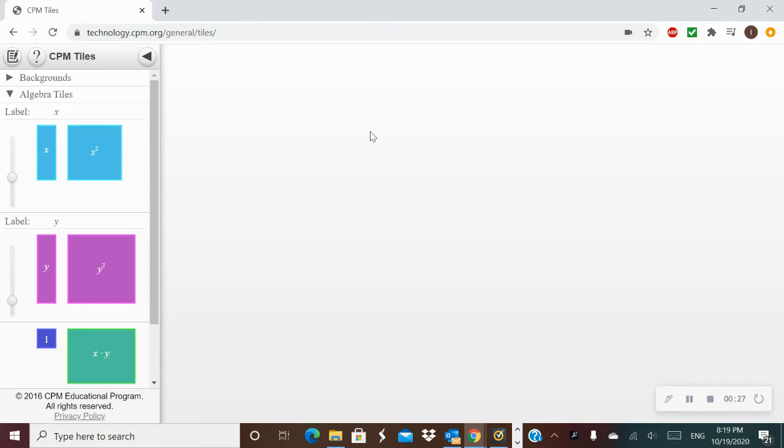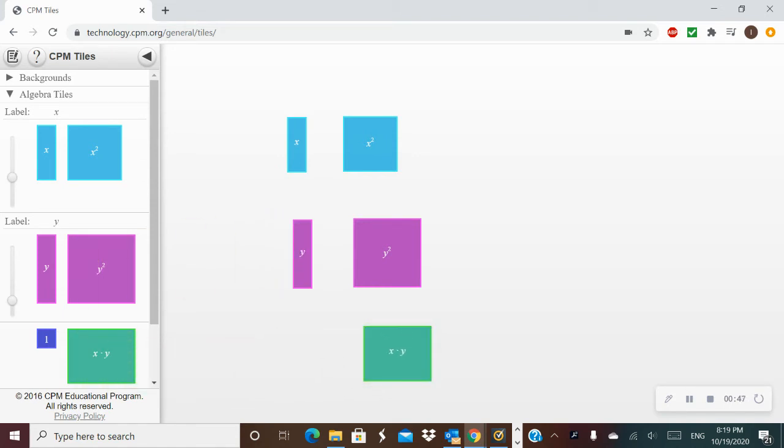Now, we're just gonna do a little review. So let's get started. Let's just review all of our tiles. We have the X tile, X squared tile. Then we have the Y tile and the Y squared tile. And then we have the unit tile and the XY tile. So now we're going to be finding the perimeter of these tiles.